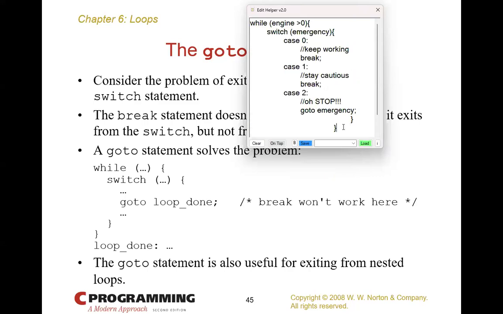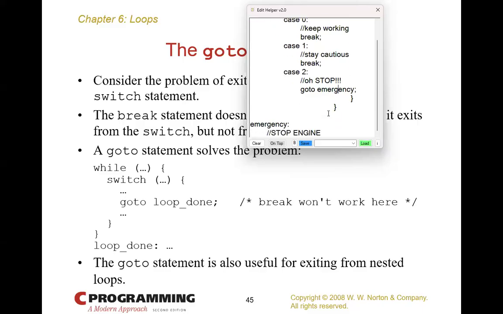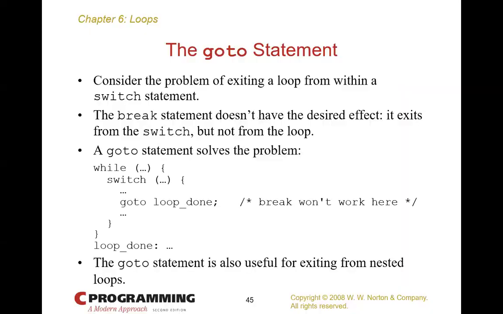So we use something that can take us completely out of any part of code to another part of code. It jumps from here and looks for the block of code called emergency. It comes here, and so we stop the engine. This is really important about the goto statement. Even though it's not widely used, it's really important.